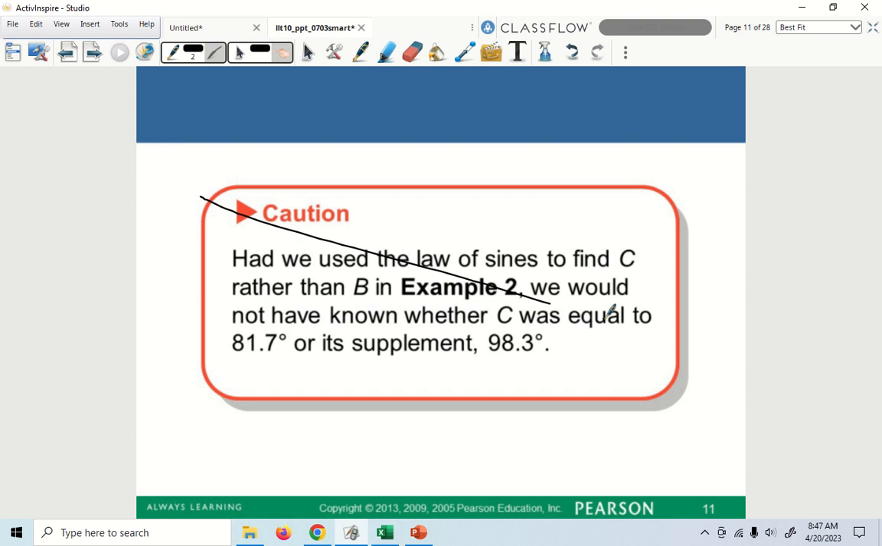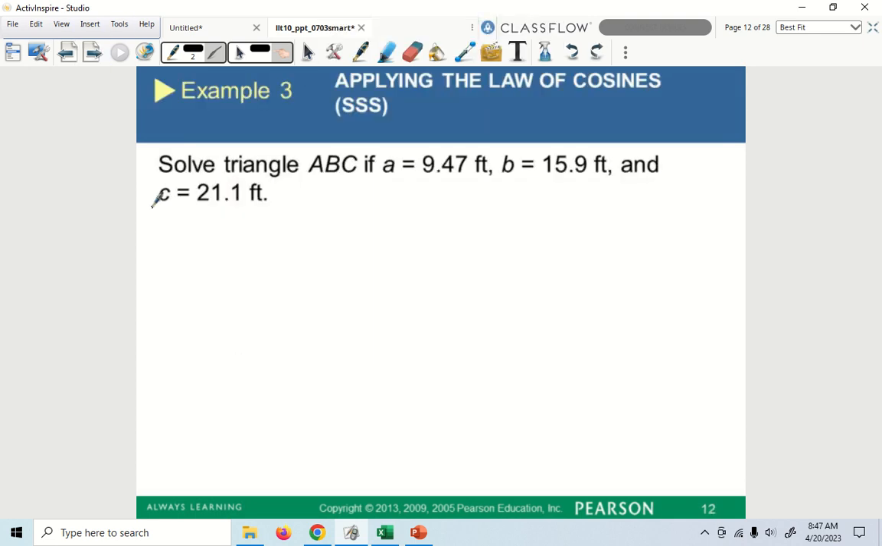Yeah, don't do this. Now, this one right here, applying law of cosines, triangle ABC. Uh-oh, it's a side, side, side, isn't it? Before we actually get into this one, I'm going to do some math. Everyone here loves math.